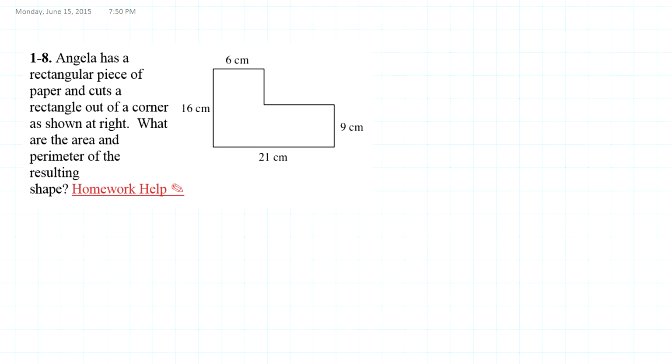All right, 1-8. Angela has a rectangular piece of paper and cuts a rectangle out of a corner as shown at the right. What are the area and perimeter of the resulting shape? Okay, now typically for area and perimeter problems, sometimes there's only a few ways, sometimes there's a lot of ways to find the area and the perimeter.